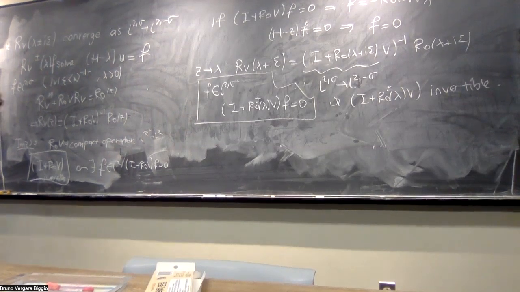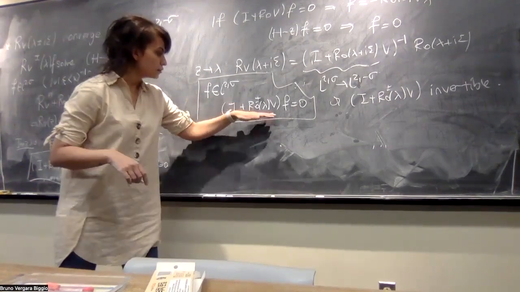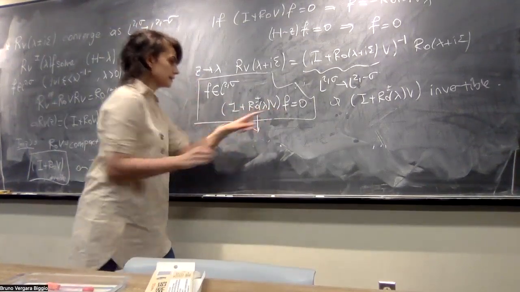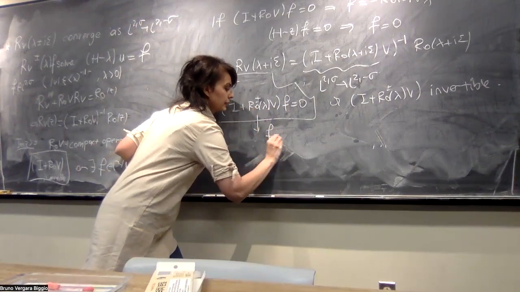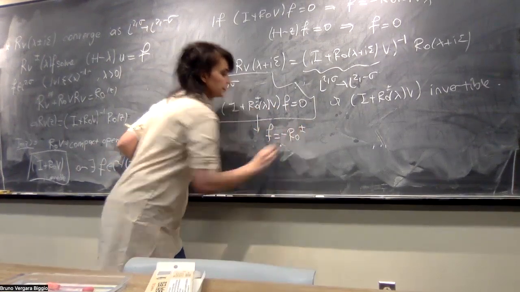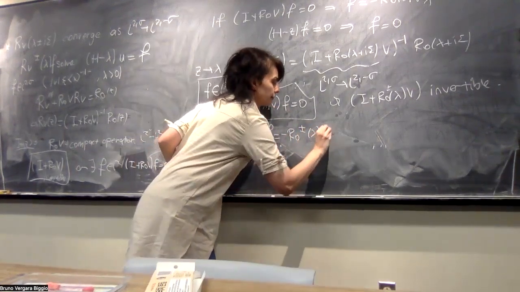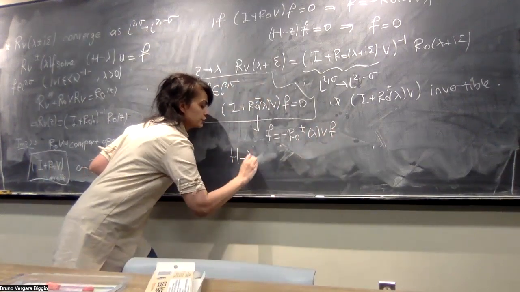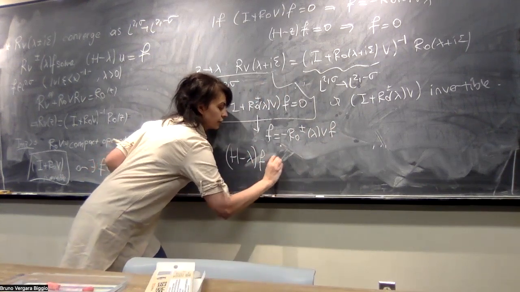But as I said, the game was always that if I have such a solution, then I know that this F will look like R0 plus or minus lambda V F. And then this F will solve H minus lambda F equals 0.